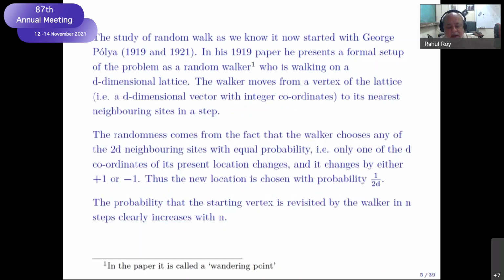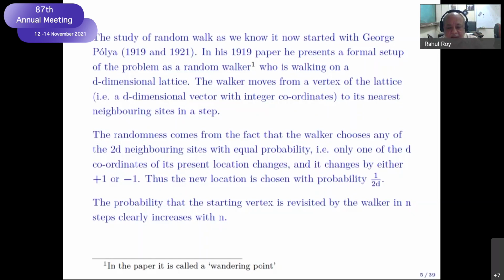So this was the starting of the study of random walk, but then it really got developed by George Pólya around 1919, and his 1921 paper in particular. And here he formally sets it up as a random walk problem on a d-dimensional lattice. Instead of Carl Pearson's any angle, here it is a d-dimensional lattice. So the walker moves from a vertex of the lattice, which is a d-dimensional vector of integer coordinates, to its nearest neighboring site in one step.